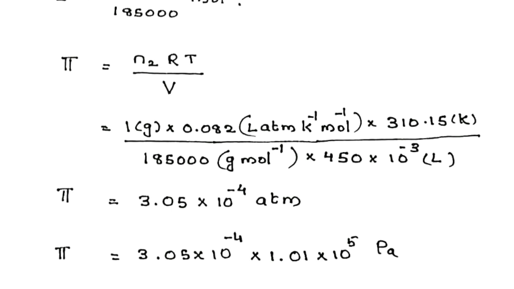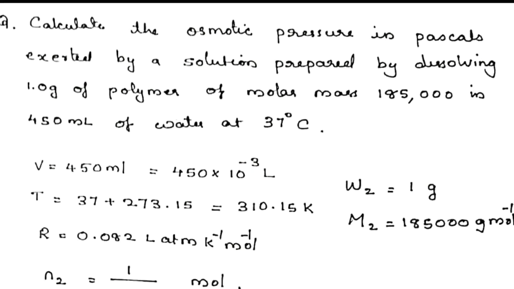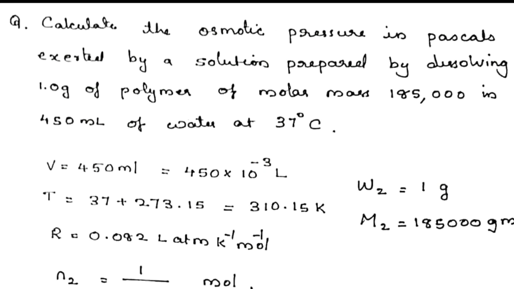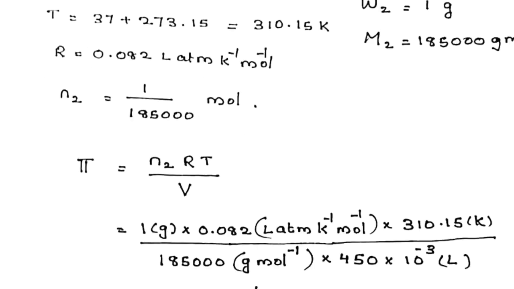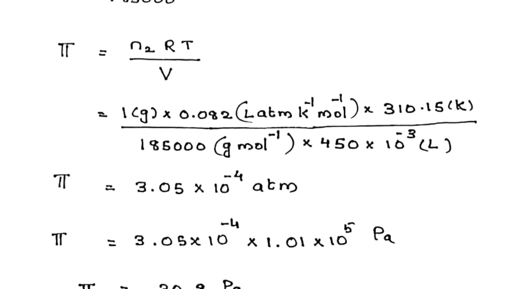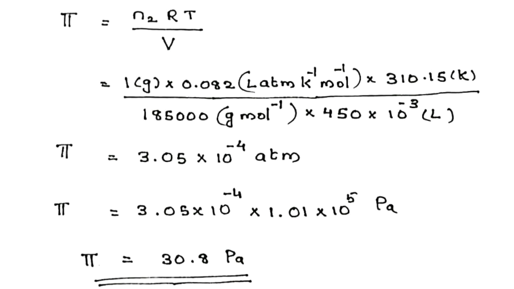But in this question it was asked that we have to find out osmotic pressure in pascals, and we found it in atmospheres only. So we have to convert that into Pascal by multiplying with 1.01 into 10 raised to 5. On multiplying 3.05 into 10 raised to minus 4 with 1.01 into 10 raised to 5 Pascal, you will get the osmotic pressure in pascals. So pi is equal to 30.8 pascals. That is your answer.